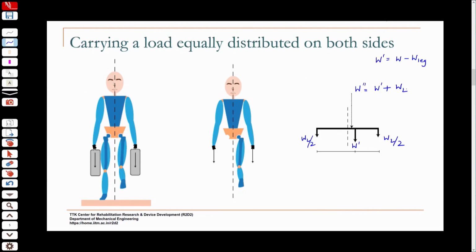But this time, because it is equally distributed, it will be closer to the midline than in the previous case. So during single stance, it will still be higher because you are carrying a load. But when it is equally distributed, then this is closer to the midline than when carrying on one side.